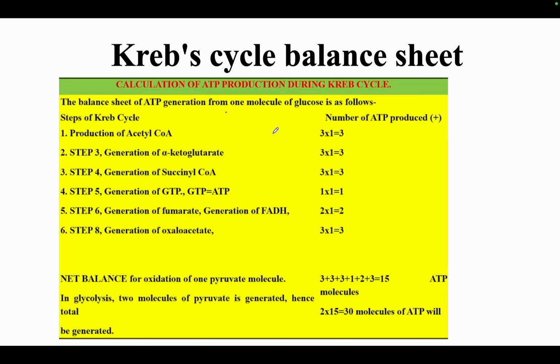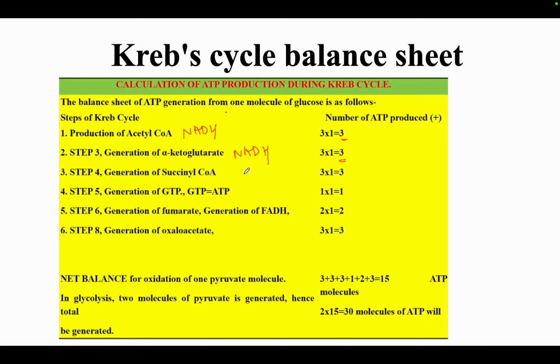So from the Krebs cycle, as you can see, production of acetyl CoA, and the number of ATP produced. Pyruvate to acetyl CoA had given us 1 NADH, so it will give us 3 ATP. And in alpha ketoglutarate also we got it from NADH only, reducing power, so again 3 ATP.